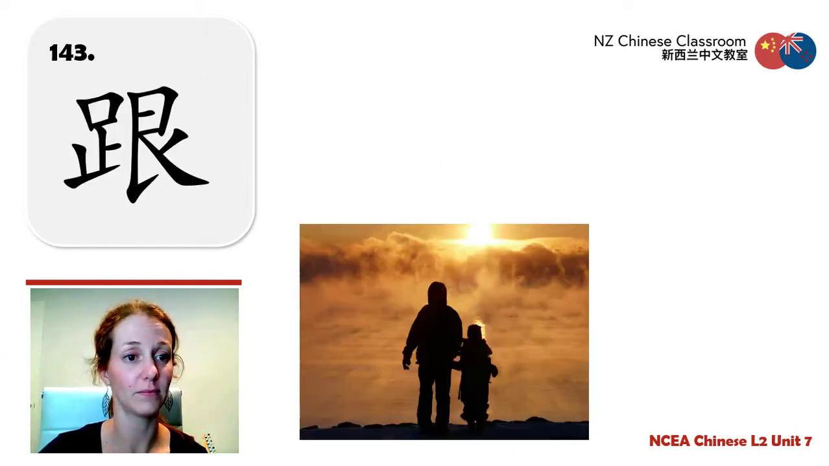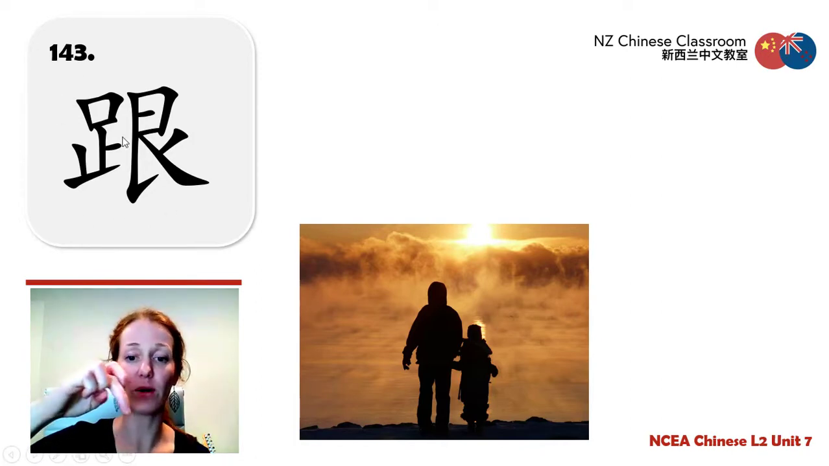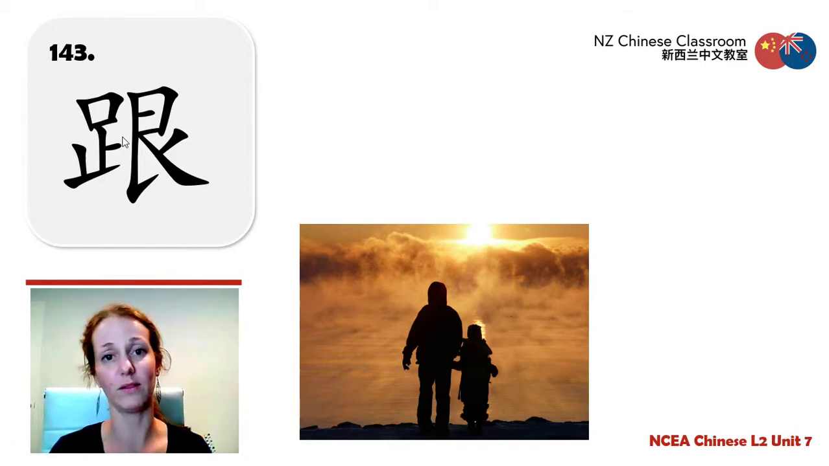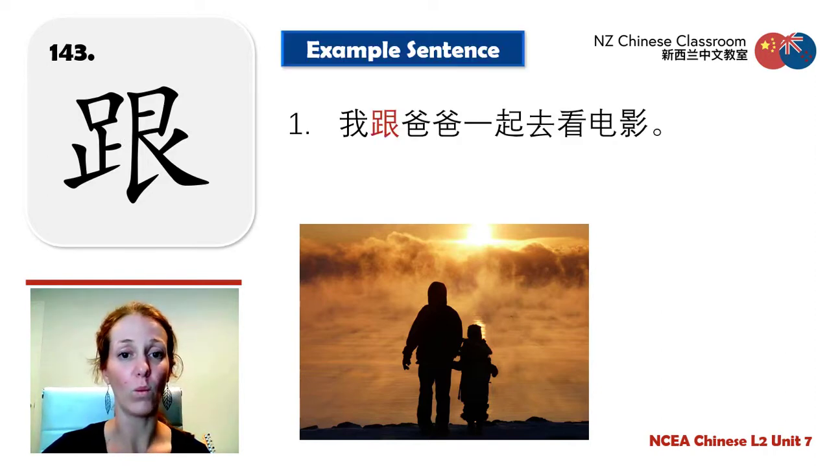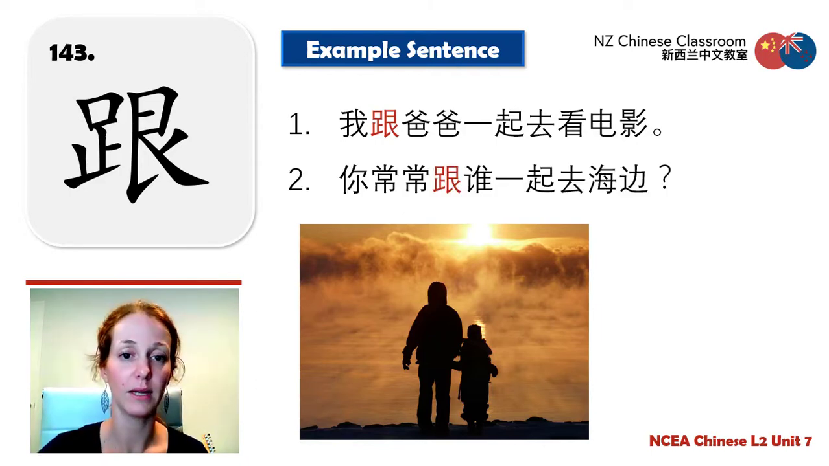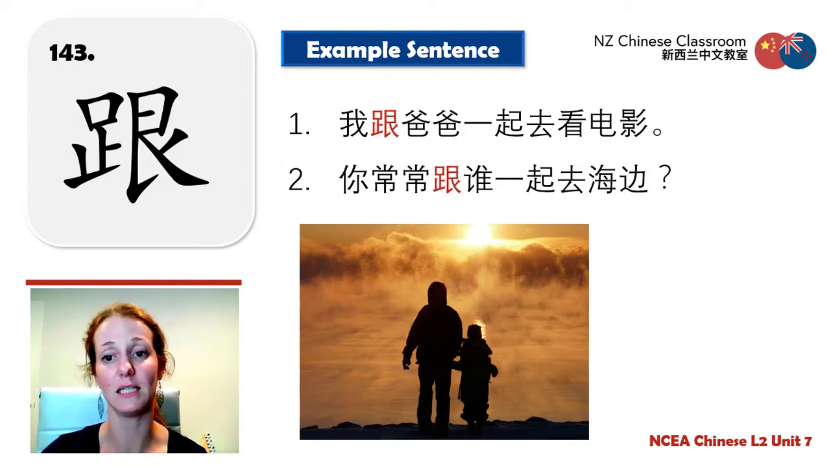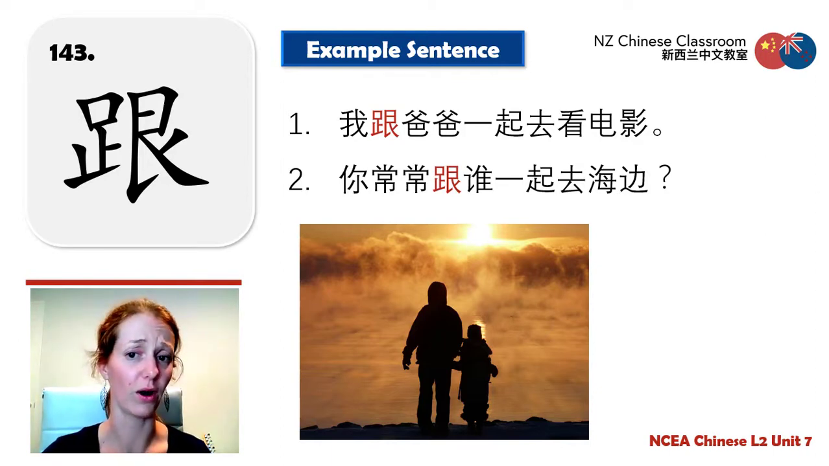下一个. 跟. On the left-hand side, we have a foot radical. And when you're walking and there's two people, you're walking with someone. So 跟 means with. For example, 我跟爸爸一起去看电影. So I think you would usually know that there's a 和 in between 我 and 爸爸. 我和爸爸一起去看电影. That is correct, and also this is correct, but this one more specifically means with. 你常常跟谁一起去海边? Who do you often go to the beach with?